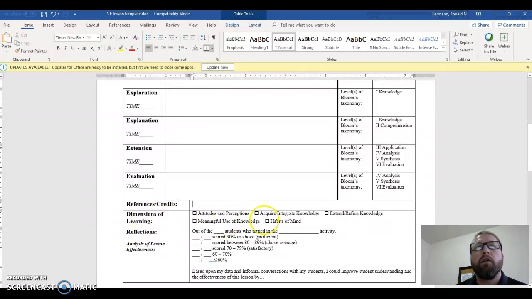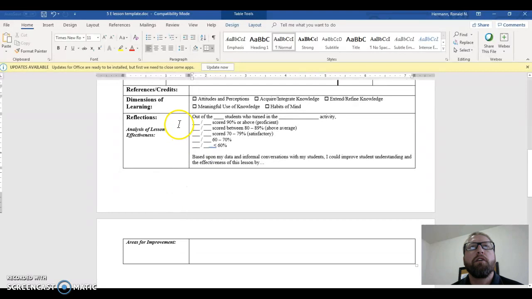Followed by the dimensions of learning. This has kind of fallen out of favor in education in most counties, so I'm okay if you don't fill this out or if you just completely omit it. And then there are 2 sections at the bottom, reflections and areas for improvement.